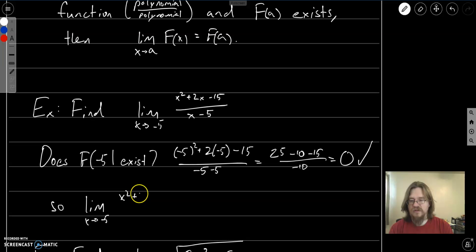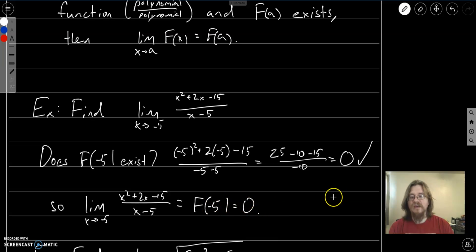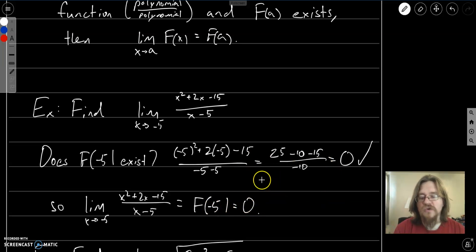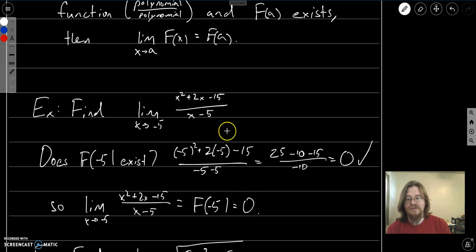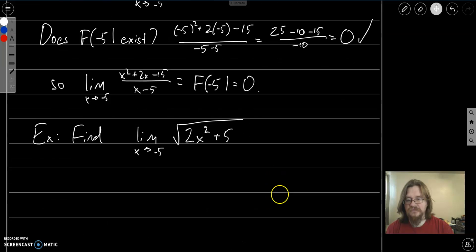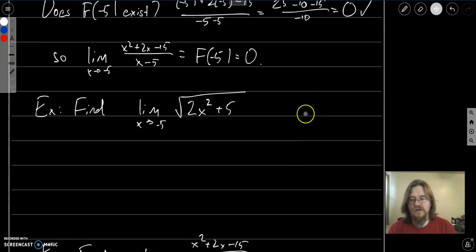So this limit, x squared plus 2x minus 15 divided by x minus 5, is going to equal f of -5, which just happens to be 0. So we don't have to go through all of the work of using our algebraic properties when what we're given is a rational function, which is very, very nice.